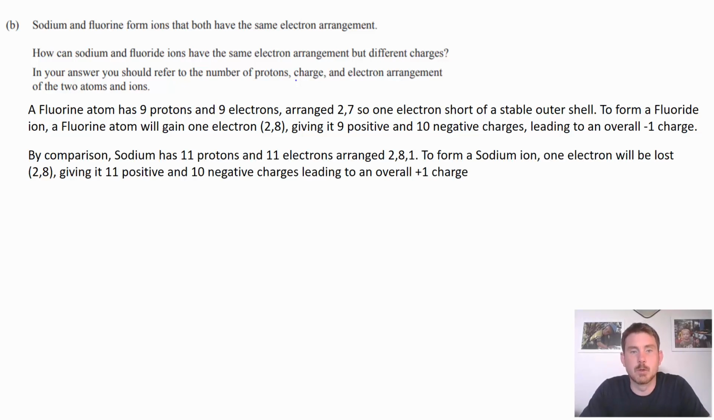Sodium, however, has 11 protons and 11 electrons in its atomic state, and they're arranged 2, 8, and 1, so 1 in the outermost shell. To make an ion, it's going to lose that outermost electron, leaving it with the electron arrangement 2, 8, the same as the fluoride ion. That gives sodium 11 positive charges and 10 negative charges. And because it's got 1 more positive charge, or proton, than electrons, it gets an overall +1 charge. Now that answer would be around about an excellence level in your exam.